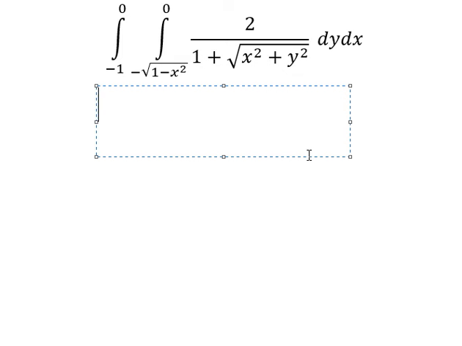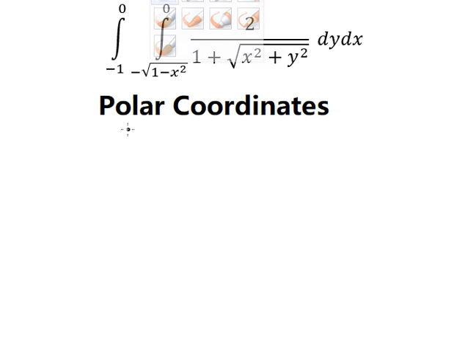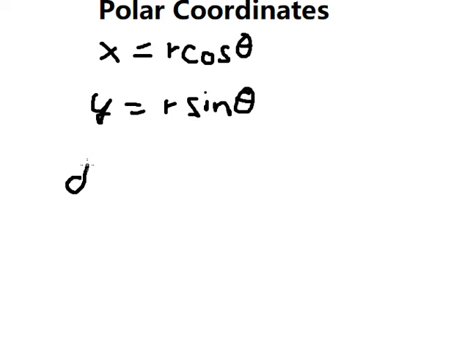We need to use polar coordinates. So I will put x equals r cosine theta, y equals r sine theta. Next, dy dx we can change into r dr d theta.